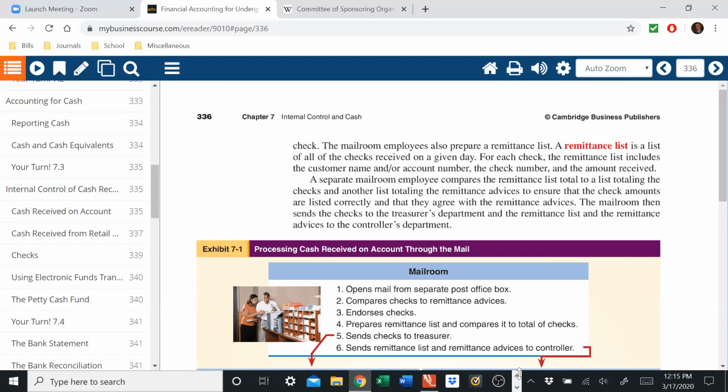And then a separate mailroom employee will compare the remittance list, which is just a summary of all the checks, to the remittance advices, which is what all the checks should have been for, and make sure that those lists agree with each other. And then the mailroom will send the checks to the treasurer's department and the remittance list and the remittance advices to the controller's department. So the physical custody of the asset, the physical custody of cash, is the treasurer's department, and the recording is done by the controller's department.